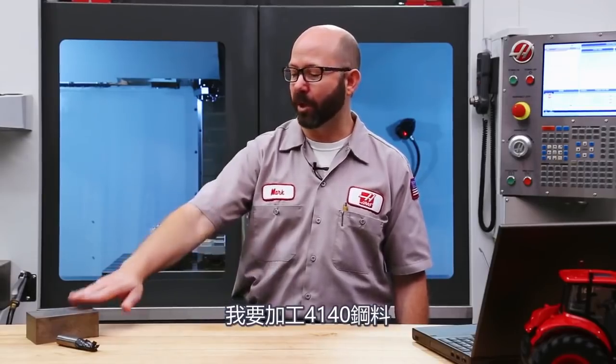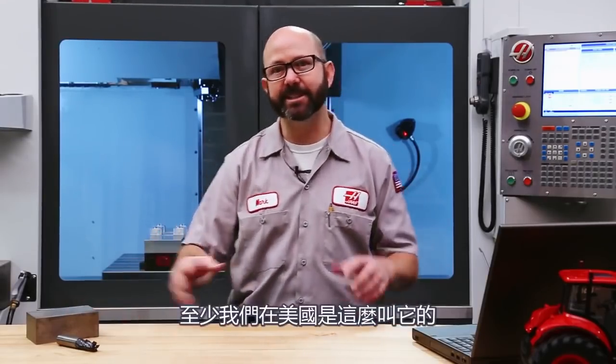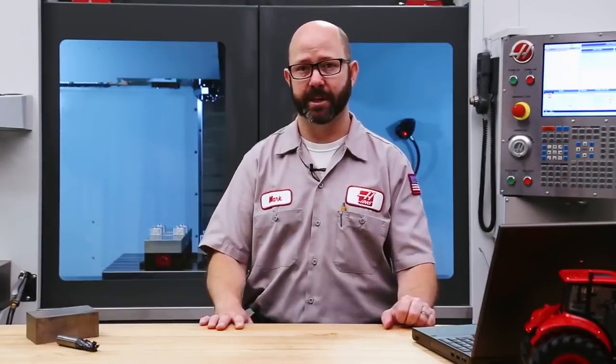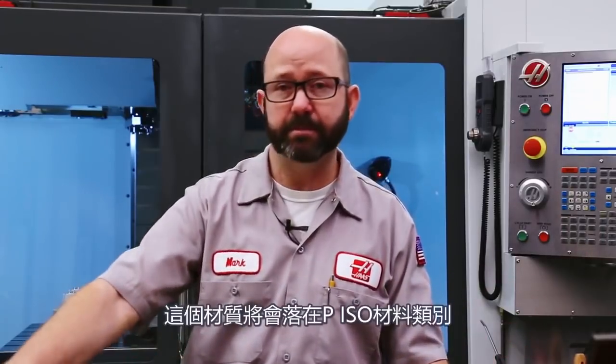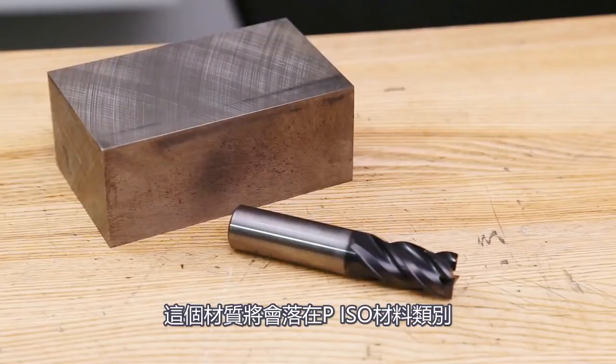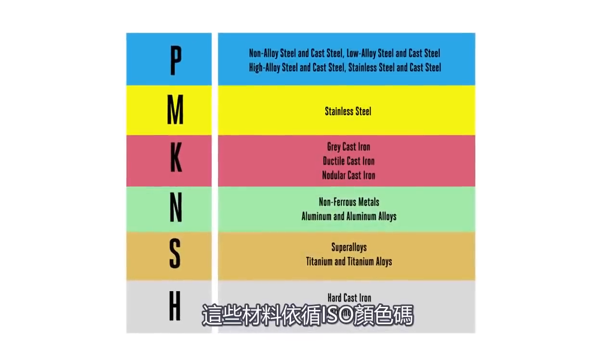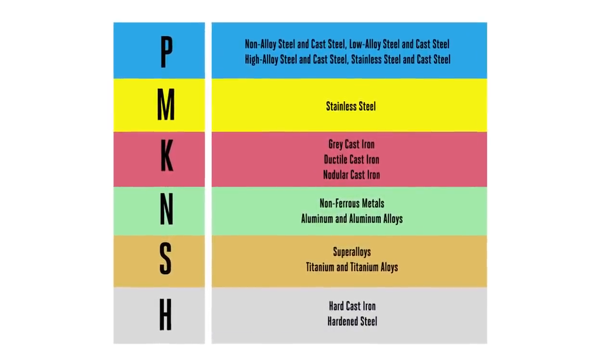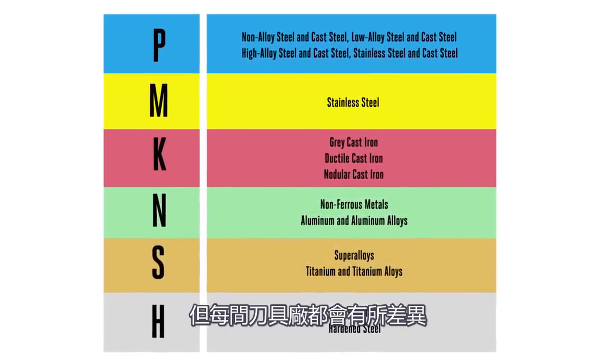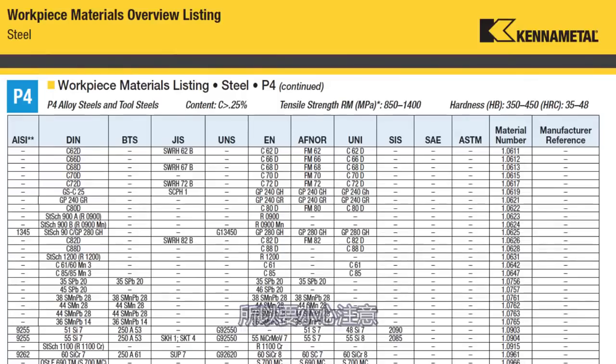I am working with a 4140 steel. At least that's what we call it here in the United States. If you're in Europe and you're using EN names and numbers, this might be called 42CrMo4. If you're in Japan, you'll call it something different. But no matter where you are in the world, this material is going to find itself in the P ISO material class. Now, the number that follows our color-coded ISO letter changes between manufacturers, so be careful here.